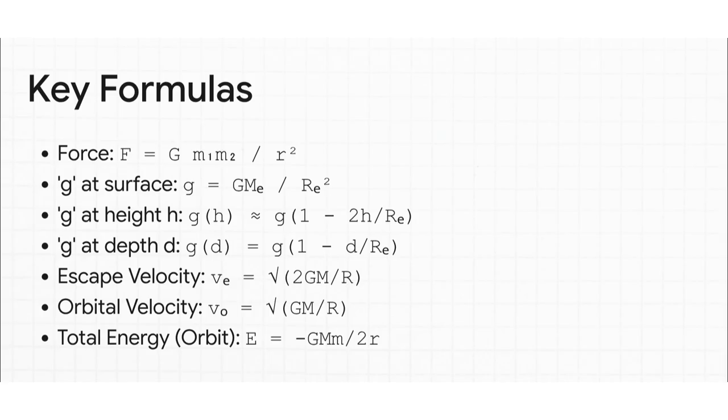Escape velocity, always remember the root 2. Ve equals the square root of 2GM over R. Orbital velocity is almost the same, just without the 2. Vo equals the square root of GM over R. And finally, total energy in orbit, which is always negative. E equals minus GMm over 2R. Ye formulas bilkul yaad rakhna.